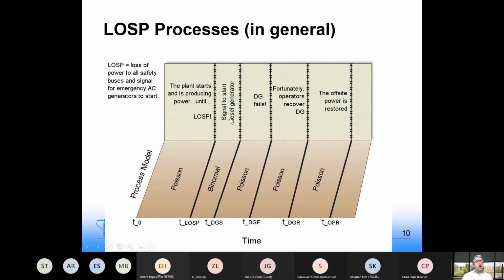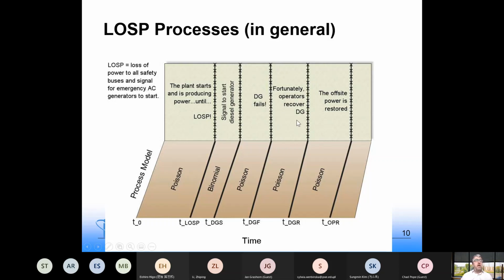The diesel fails to start. The model is like flipping a coin. You push the button, does it start or not? It's a yes, no kind of a question. The model that we tend to use for those kinds of processes is a binomial. The diesel fails to run. Similar to the stochastic initiating event, it's some occurrence over time, and like the initiating event, we can use a Poisson model.